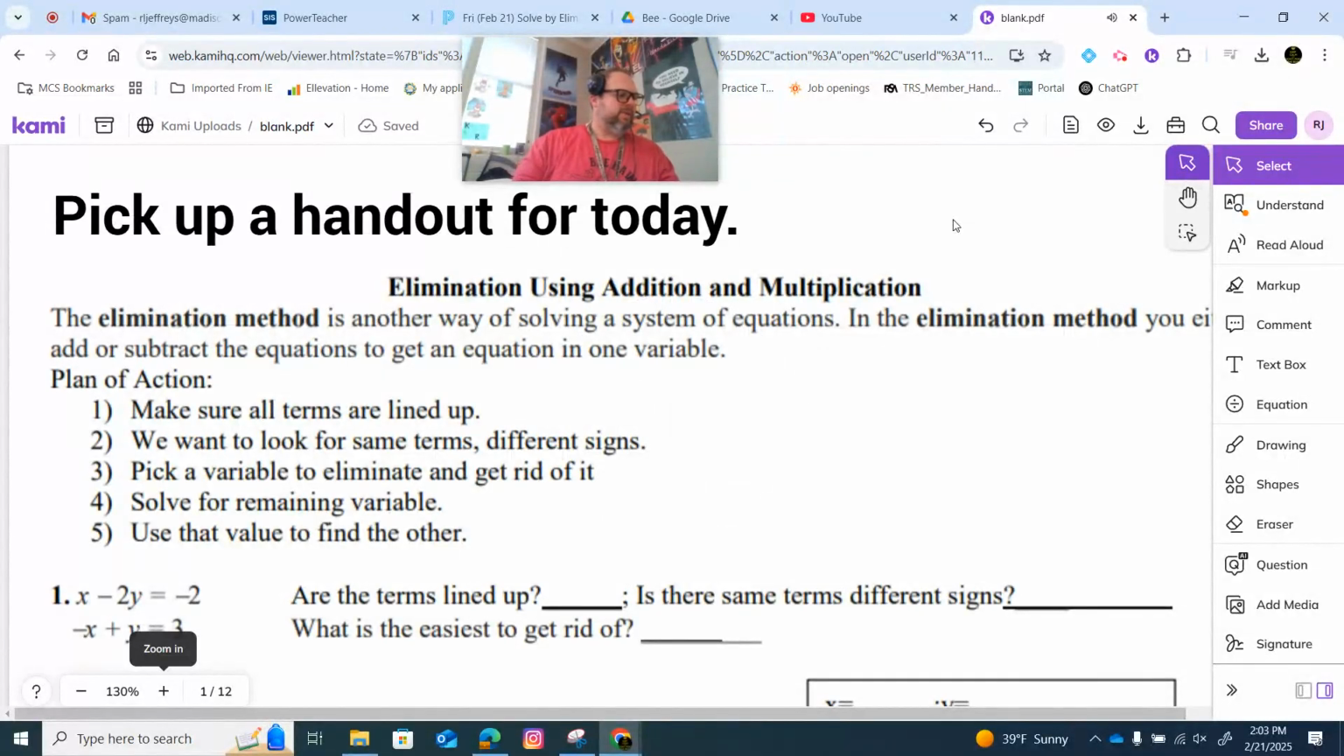All right, so today we are going to learn how to solve systems of equations by elimination.